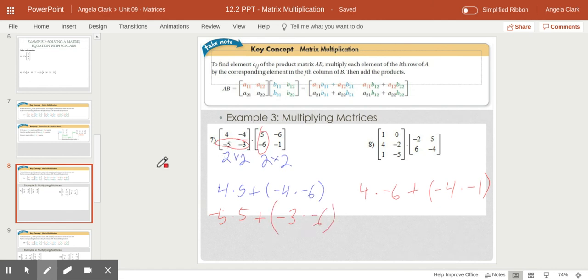And then the second column, second row, second column, I'm going to do second row, second column. So I'm going to have -5 times -6 plus -3 times -1.